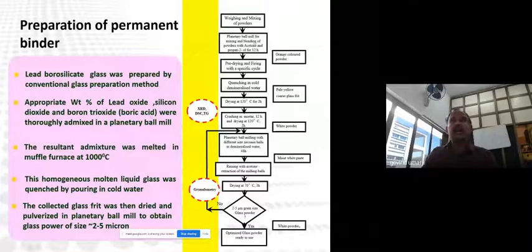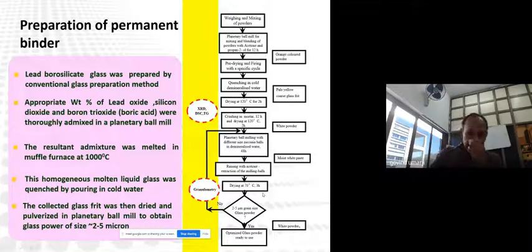After that, in the planetary ball mill, in the presence of some dispersant like acetone and 2-propanol, for 12 hours, we have to mix it thoroughly. After that, we have to pre-dry and fire with a specific cycle. What kind of cycle is required, I will show in the next slide. Then after that, the admixture we need to melt in the muffle furnace at 1000 degrees Celsius. This homogeneous molten liquid we then have to quench suddenly in cold water.